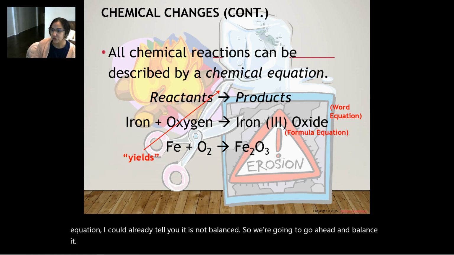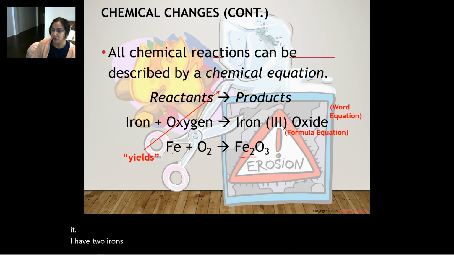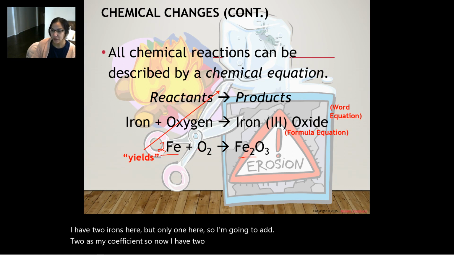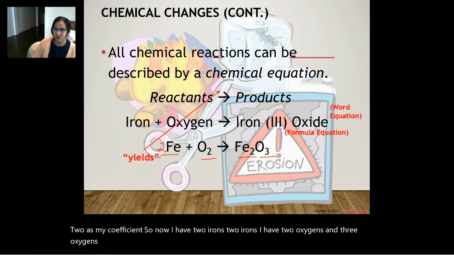I have 2 irons here, but only 1 here. So I'm going to add 2 as my coefficient. So now I have 2 irons, 2 irons. I have 2 oxygens and 3 oxygens. What? How do I even do that? How does that even work? Oh my gosh. No, just kidding. Hey, but that's how most of you guys react.